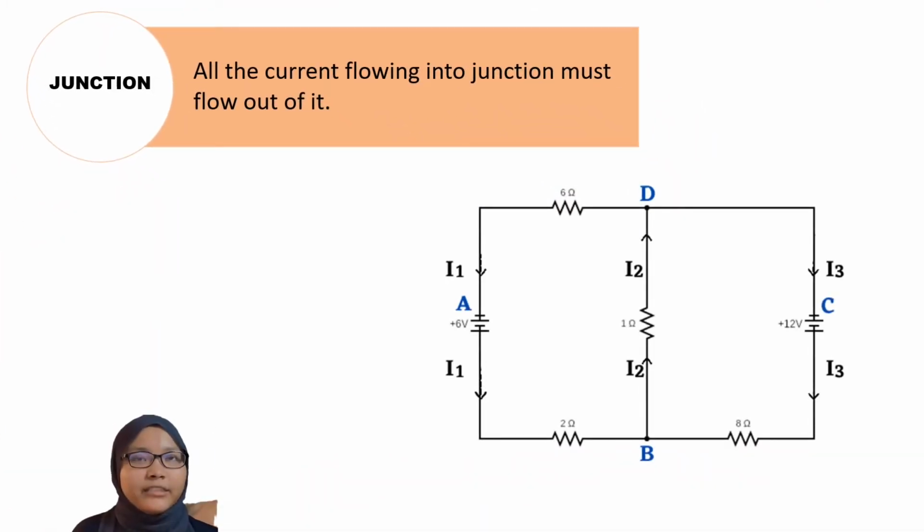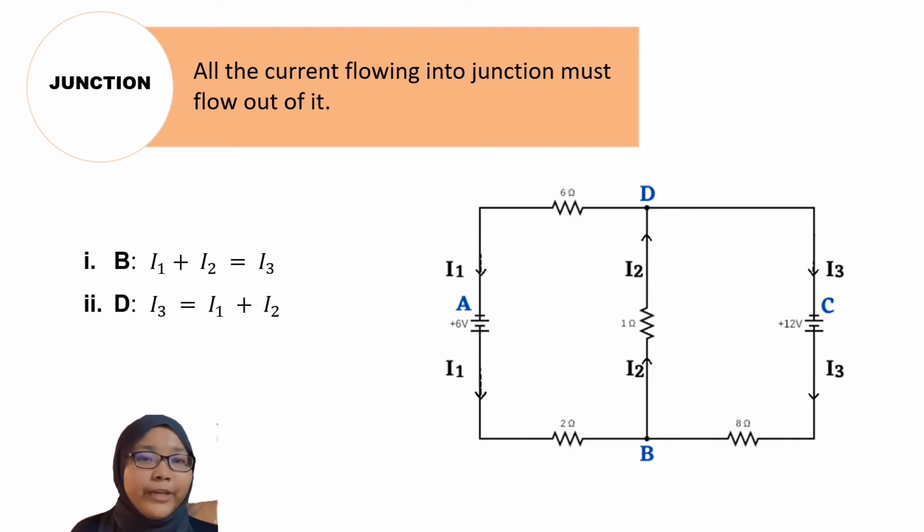As you can see, the junctions in this circuit are B and D. The current flow at junction B is I1 plus I2 equal to I3, while the current flow at junction D is I3 equal to I1 plus I2. We can conclude that the current flow at junction B is equal to the current flow at junction D. Therefore, I1 plus I2 minus I3 is equal to 0.